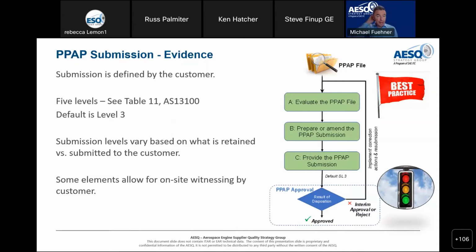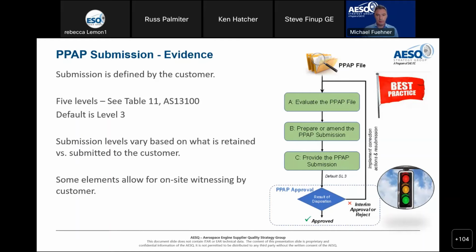So you're not going to be asked to submit all PPAP elements in every situation. For some situations you might, but those PPAP submission levels, again, are defined by your customer. The default is level 3, and you can take a look at what those submission levels are on the next slide. But here on this slide, one final note is that some elements allow for on-site witnessing. That is allowed within the PPAP approval process.